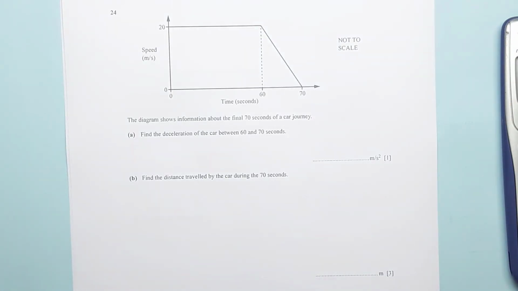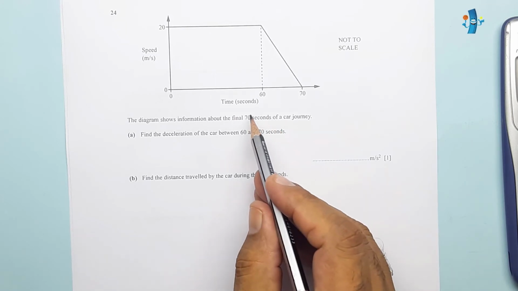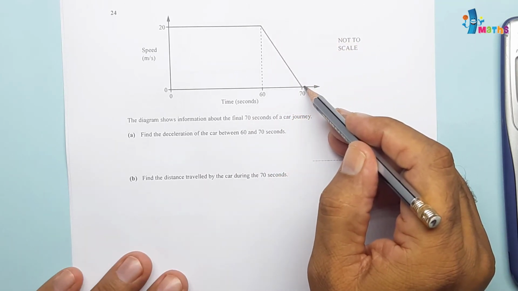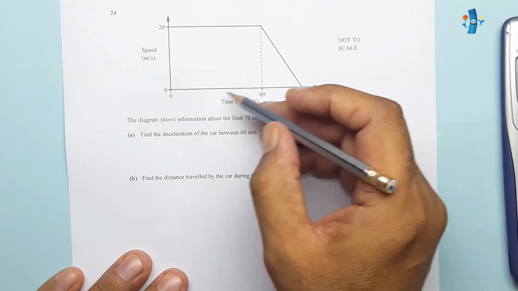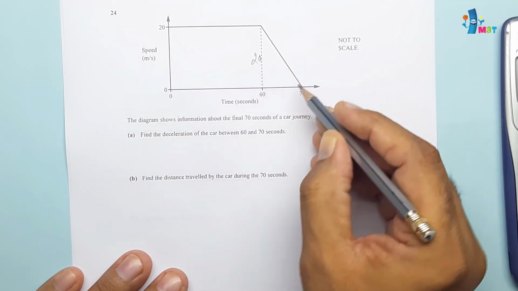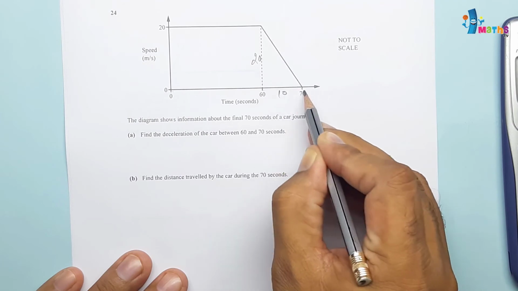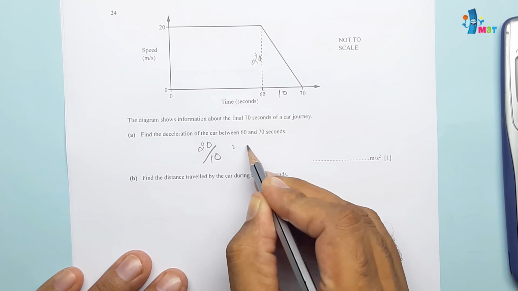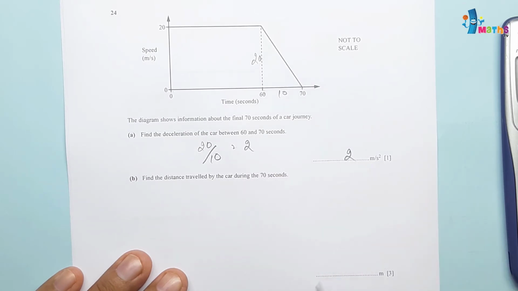Now this is question number 14. A speed time graph is given. The diagram shows information about the final 70 seconds of a car journey. Find the acceleration of the car between 60 and 70. We require the slope, or gradient, of this. Rise is from 0 to 20, so this side is 20, and this side is 70 minus 60, which is 10. So gradient will be 20 by 10, which is equal to 2. So we'll write 2 meters per second squared.